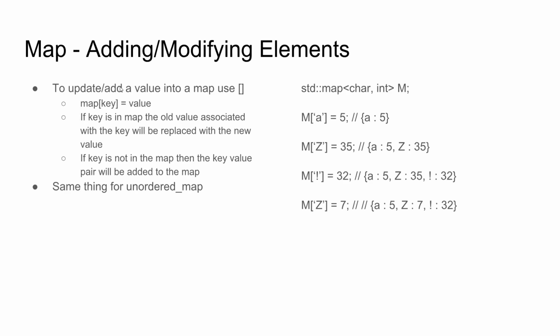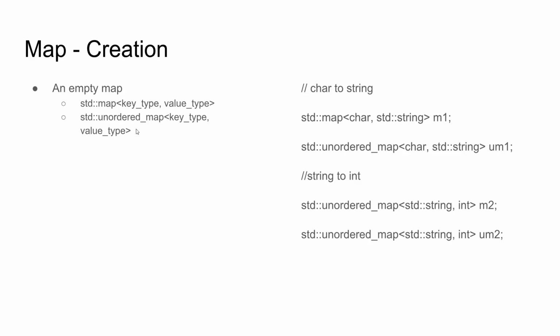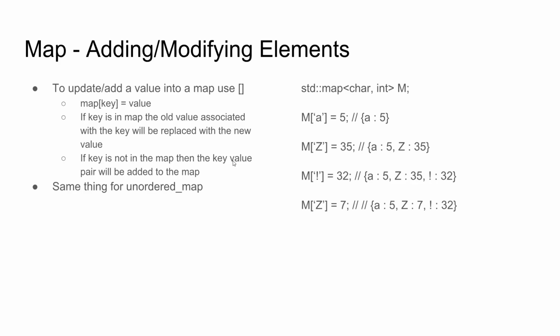So here we have a map from a character to a string, and a string to an integer. Doesn't seem too crazy. Again, to index the elements, you use the square brackets. I believe you can also use .at as well. But if you use the brackets and you do that assignment, if the key is in the map, just like in Python's dictionary, you'll overwrite it. But if it's not there, you'll add it. Same thing for unordered map.